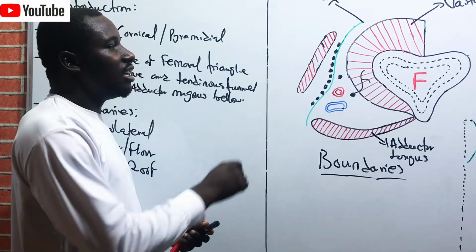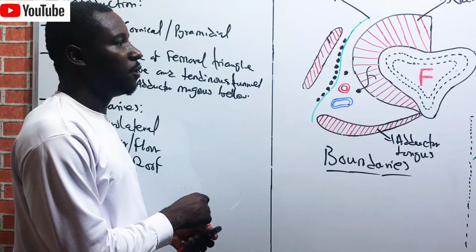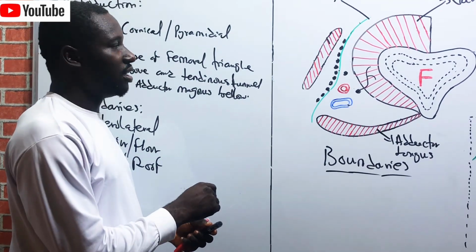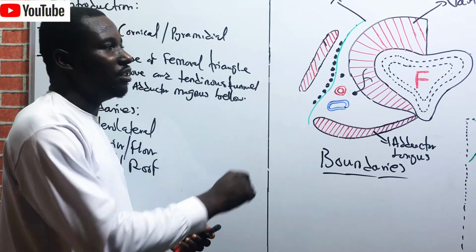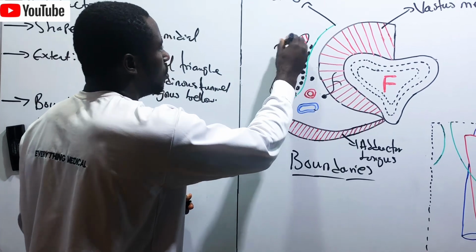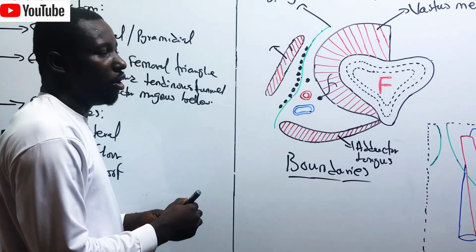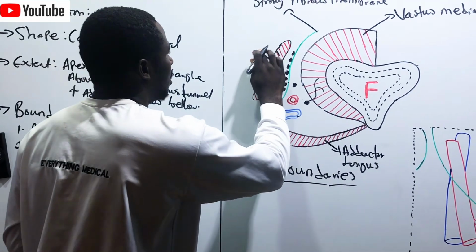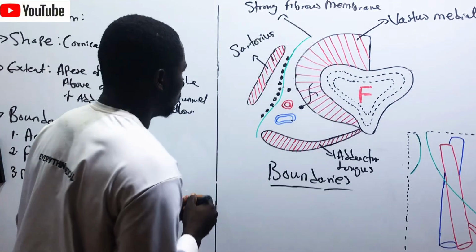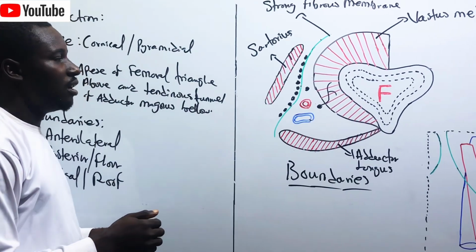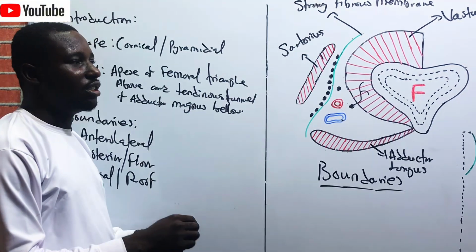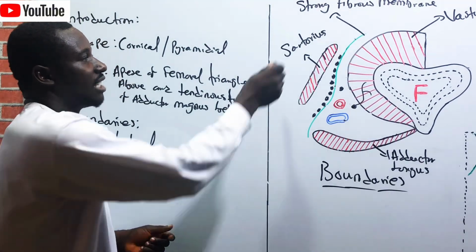Important to note, the sartorius muscle, which is the tailor's muscle, is as well the muscle that has the longest tendon in the human body. It overlaps the roof of the adductor canal. Look at the sartorius muscle here. What does it do? It overlaps the roof of the adductor canal. Important to note again, the subsartorial plexus of nerves lies on the roof underneath the sartorius muscle.